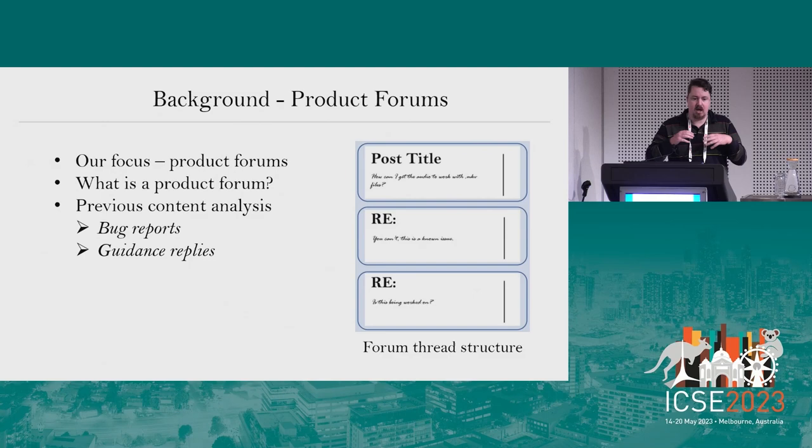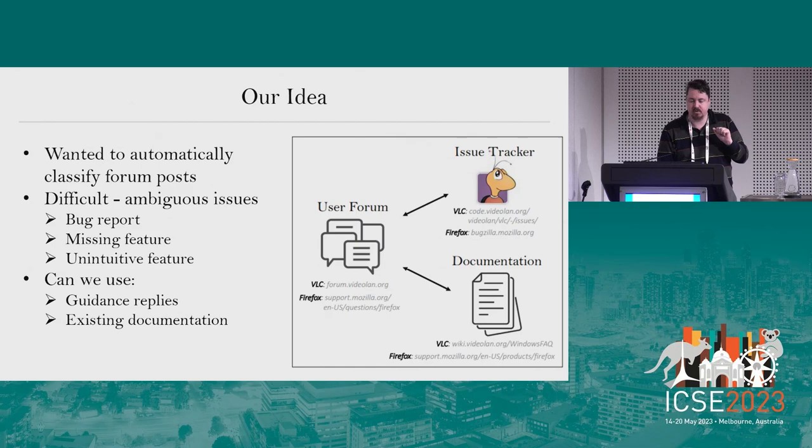support the users. So in our previous work, we had done some analysis on the feedback in these forums, and we found that they contained a lot of information that was useful for requirements engineers, including bug reports, feature requests, things we're familiar with. We also found that the replies contained useful information. So forums are generally threaded, and so these replies might contain some guidance. If the initial poster is posting an issue they're having, then there can be some guidance around what the issue is, what the user is experiencing.